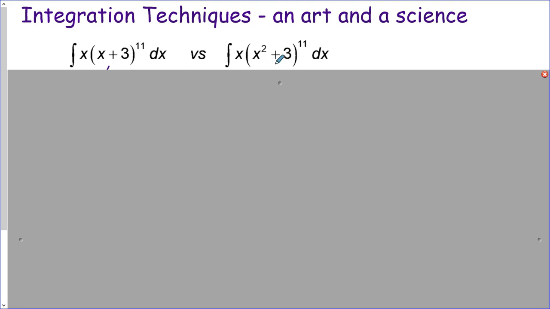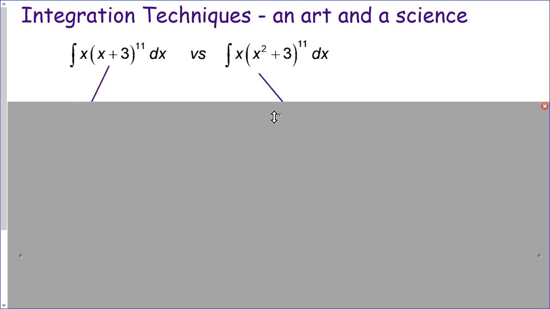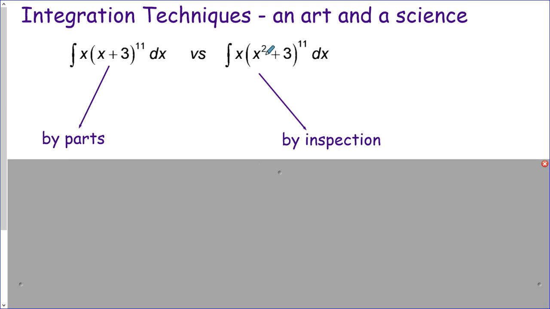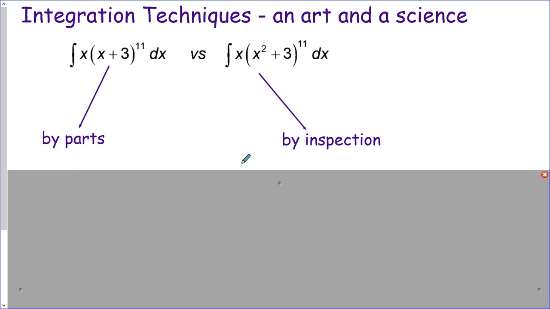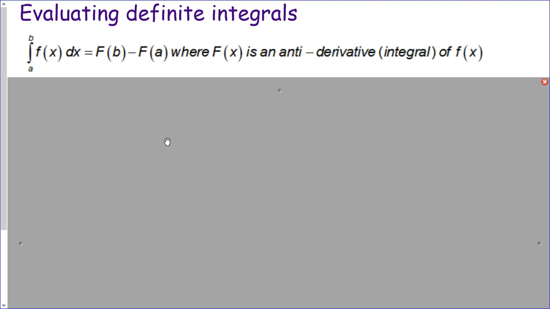So the only way that this one can be done is by inspection or with a substitution. I could let u equal x squared plus 3, but I could in fact just realize that the derivative of this occurs there more or less. This one I would have to do by parts. So before you start, just look at the thing, in reading time. How am I going to integrate that?